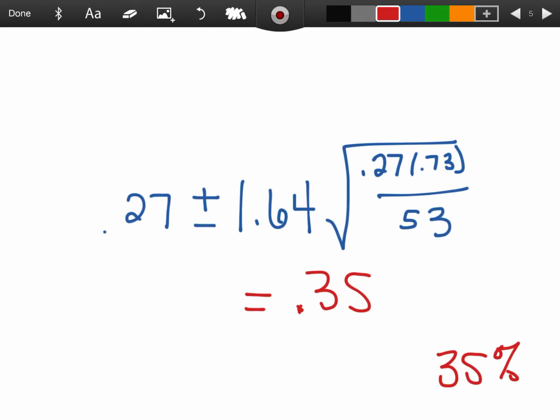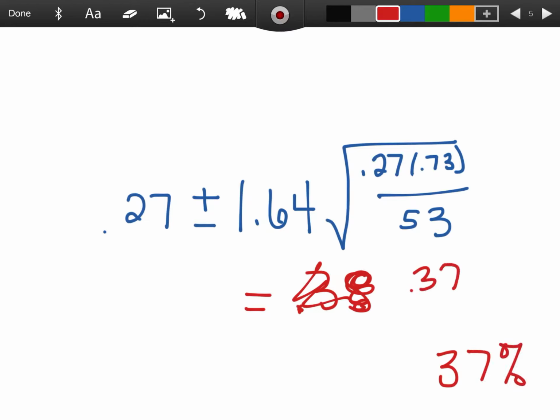I'm going to do the same thing with, oh, I screwed that up, didn't I? Some of you are probably going, what the heck? Because I had 0.25 typed in, not 0.27. I apologize. This should be 0.37. Hopefully you caught my mistake.